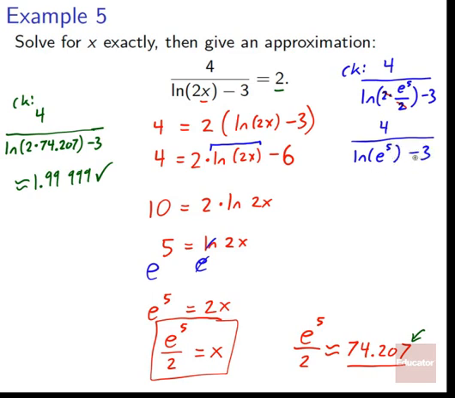So we've got 4 over the natural log of e to the 5th, which has to be 5, because what do we raise e to, since natural log is base e, to get e to the 5th? Of course, we raise it to a 5 exponent. 5 minus 3. We could also think about the fact that natural log is log base e, and we've got an exponent base e, so they cancel each other out. 4 over 5 minus 3 becomes 2, which equals 2. Hey, that checks out. So we can do it either numerically or precisely, and see that it worked in either case.